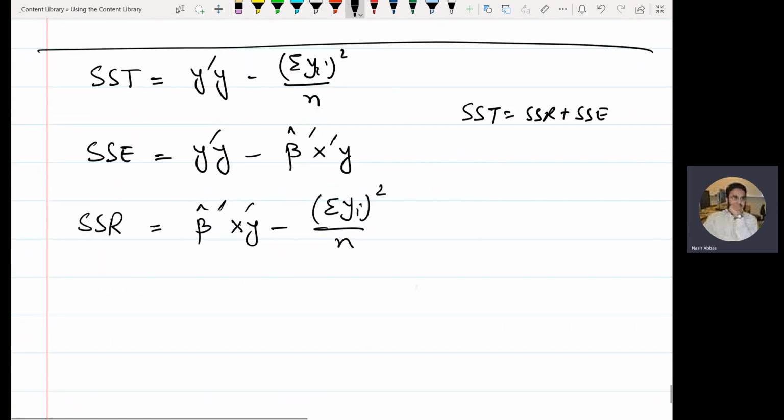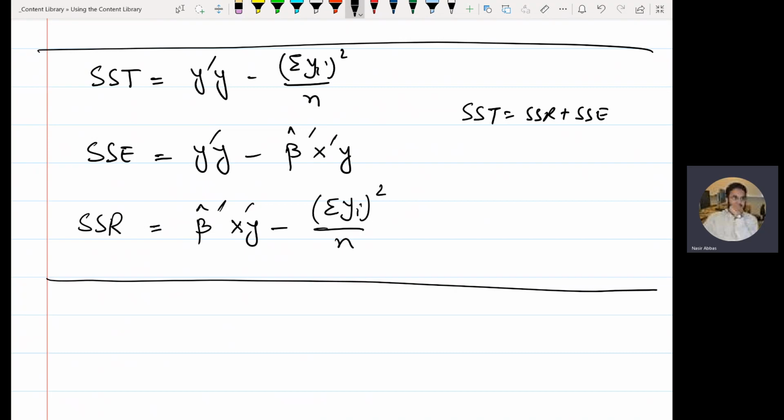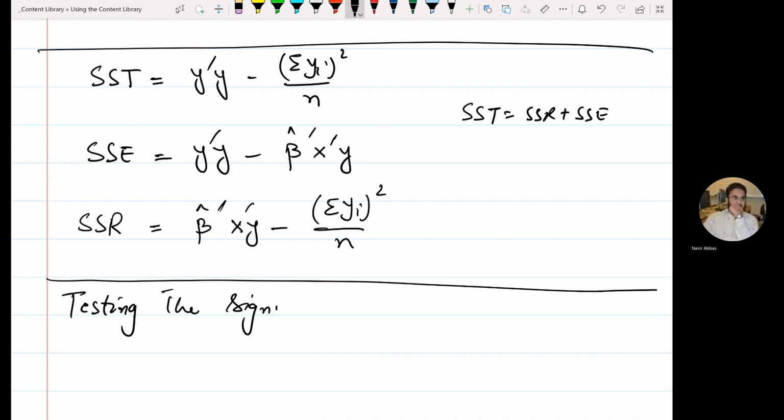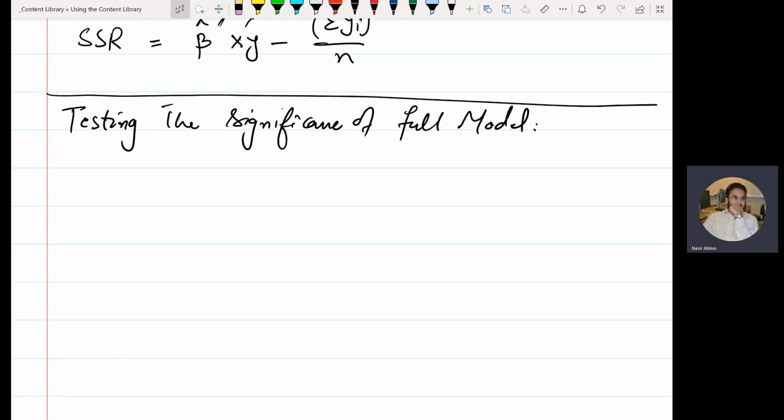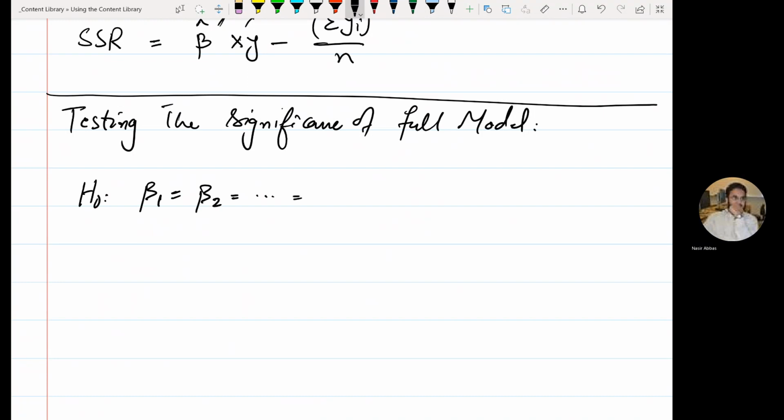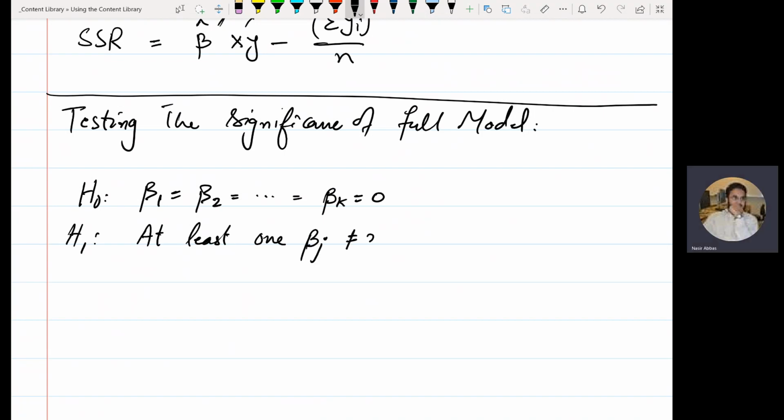Now let us develop the spirit for the full test, F test. For testing the significance of the full model, what is the hypothesis? The hypothesis is that all slopes are 0 against at least one of them is not 0. True?